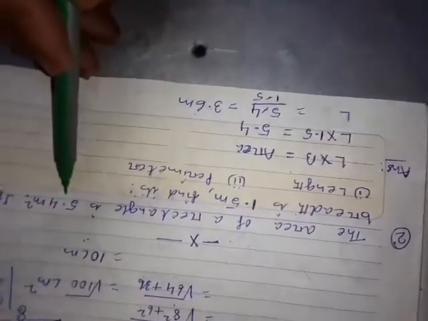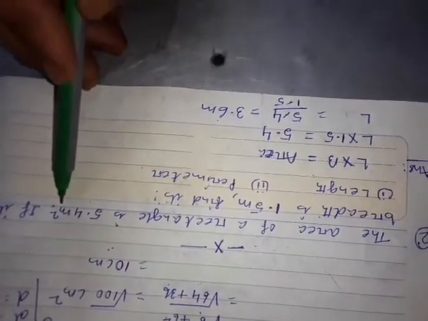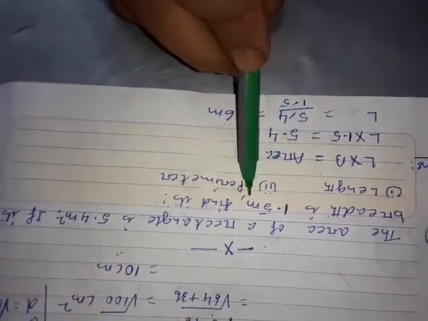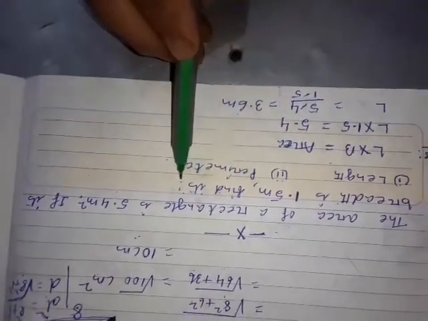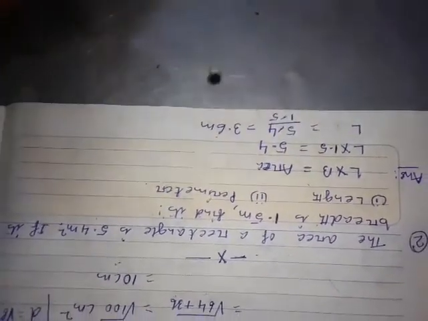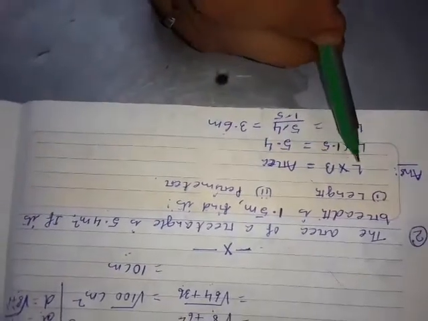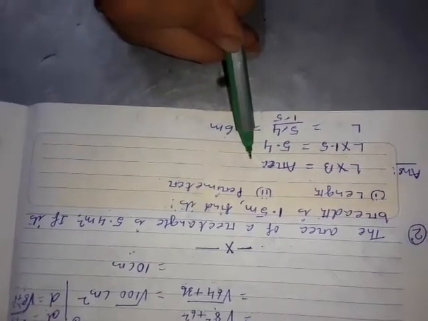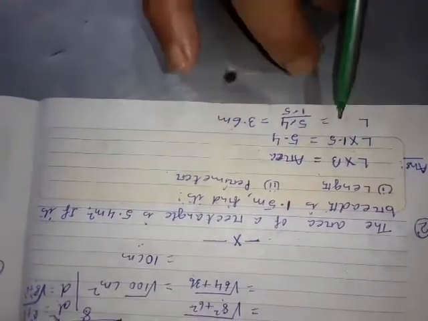Problem two. Area of a rectangle is 5.4 meter square. Again I am telling you, area always comes in square unit. If its breadth is 1.5 meter, find its length and perimeter. Same formula. Area of a rectangle, what is coming? Length into breadth equal to area, or not? All of us know. Whatever value is given, I am going to put it.